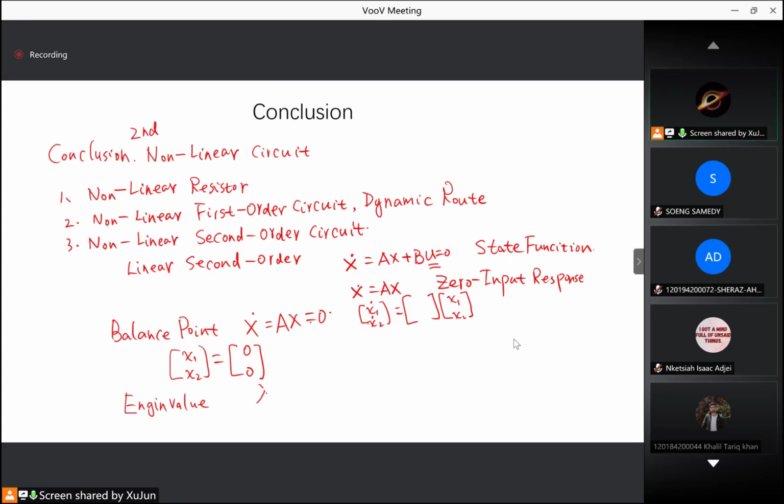For the eigenvalues, lambda 1, lambda 2, it comes from the determinant of lambda times the identity matrix minus A equal to 0. So it will be lambda minus a11, minus a12, minus a21, lambda minus a22, equal to 0. So from this function, we can solve lambda 1 and lambda 2.